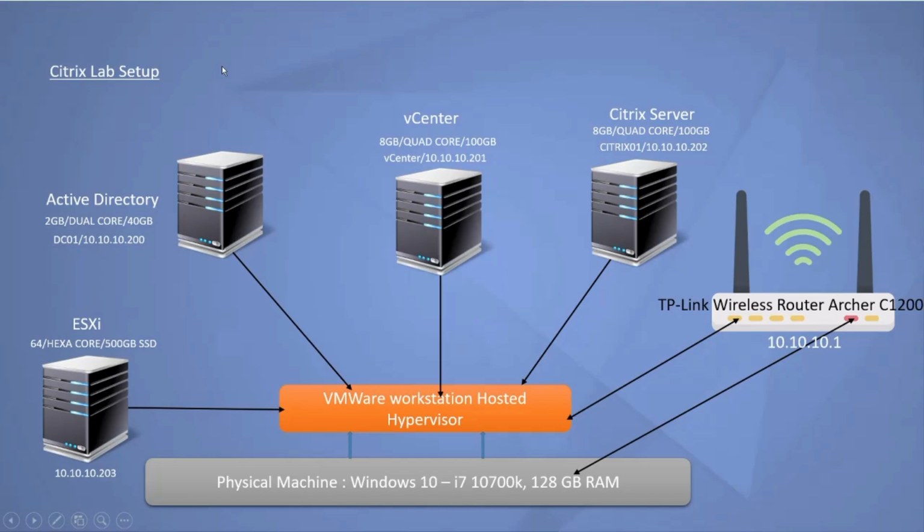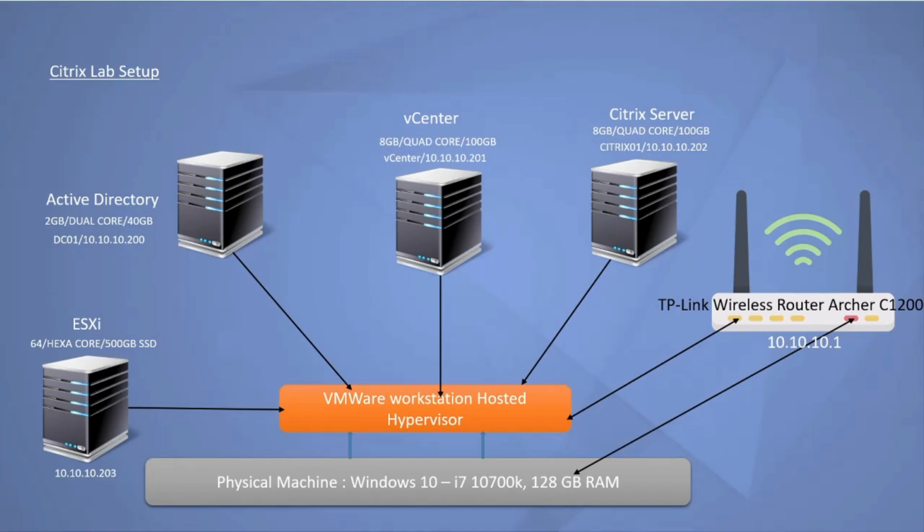As you see on the screen, for the Citrix lab setup, we will pick up Active Directory and provide 2 GB, dual core and 40 GB hard disk to this particular server. For vCenter, we will need 8 GB, quad core and 100 GB hard drive. For the Citrix server, we need 8 GB quad core again, and 100 GB space. For ESXi, 64 GB RAM, hexa core, minimum 6 core, and 500 GB SSD. If you have more, you can include more, but 500 GB.